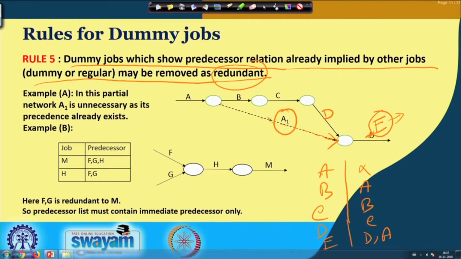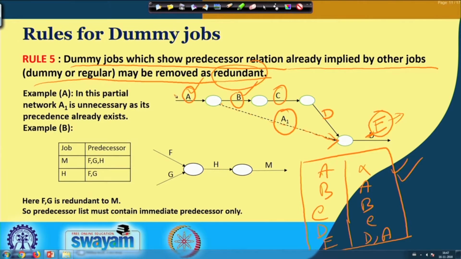So, this dummy job A1 is provided only to construct the network as per the table provided in the problem. But if you look into this in some other way, you can see for job B, A has to be completed beforehand. For starting the job C, we need the completion of B beforehand, which in turn required the completion of job A beforehand.